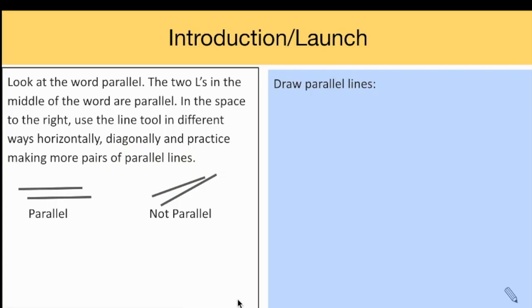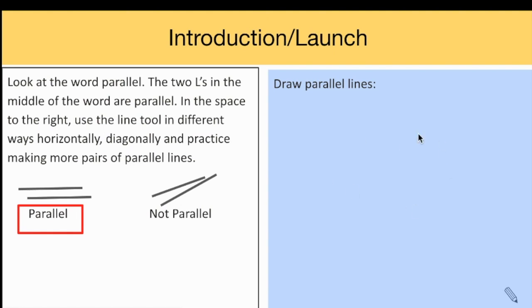There are some other words that we use when discussing shapes, such as the word parallel. Let's read this together. Look at the word parallel. The 2 L's in the middle of the word are parallel. In the space to the right, use the line tool in different ways horizontally, diagonally, and practice making more pairs of parallel lines. Well, if you look at the 2 lines above the word parallel, that is what parallel lines are. If you look at the lines on the right, those lines are not parallel lines.